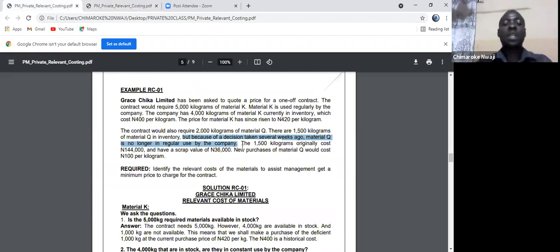The only thing that will prevent it from having a nil value is if we have a scrap value. So you see the material originally cost 144,000. That is historical cost. It's a sunk cost. But we have a scrap value of 36,000. Scrap value is the value you will get when you eventually sell off that material. That's a future cash flow. So we take the 36,000 instead of the 144,000. So that is the value of that 1,500 kg.